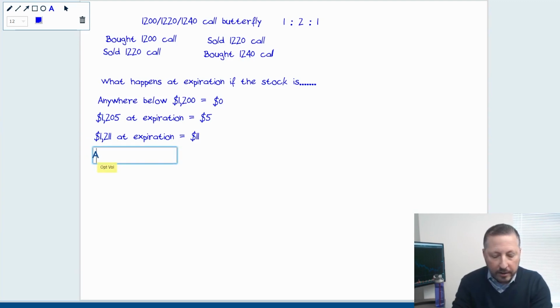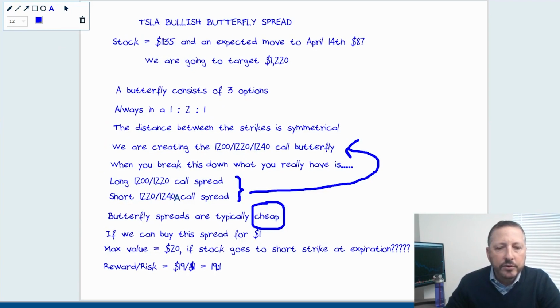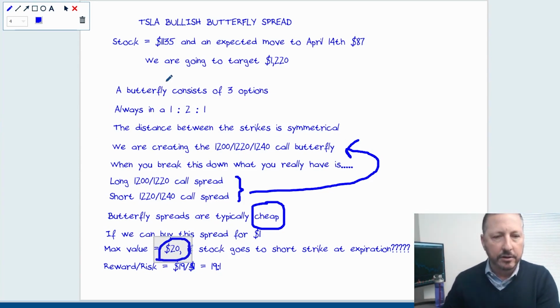If we're at 1218 at expiration, the value of this is going to be $18. And then obviously, as we spoke about just a few minutes ago, at 1220, the short strike, the maximum value is going to be $20. So what happens if we start going past the short strike?